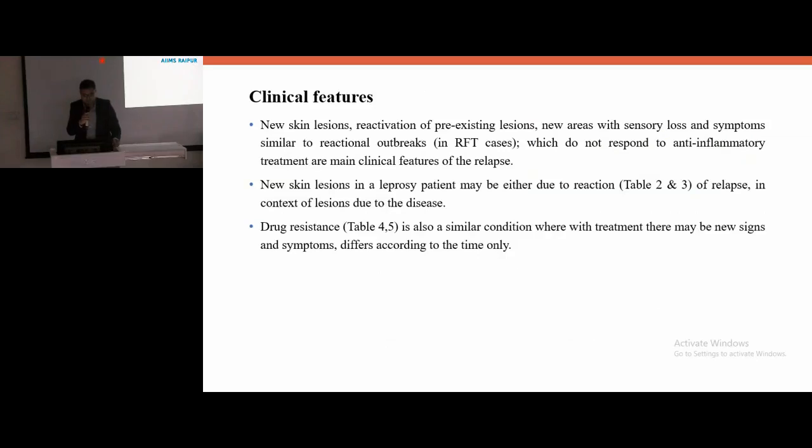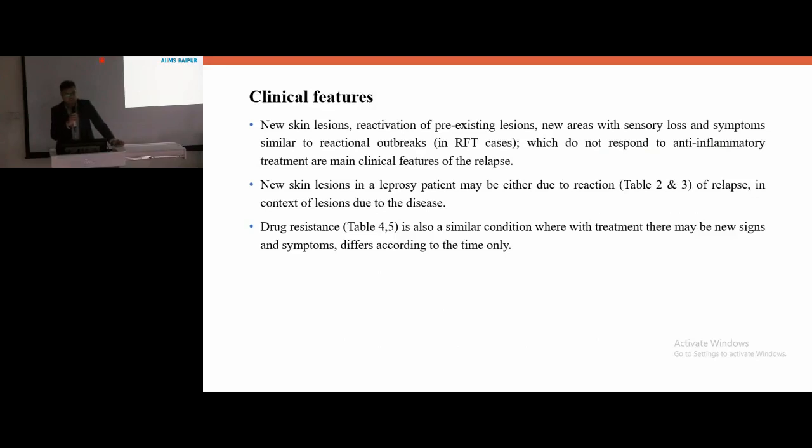So the clinical features, like I described in the criteria, are the main clinical features. New skin lesions in a lepri patient probably occur due to reaction, which I'll be discussing next. There are two types of reactions, early and late, after completion of MDT. So whenever a patient presents to us, first we need to rule out that these symptoms are not those of reaction. And the reaction can be either type 1 reaction or type 2 reaction.